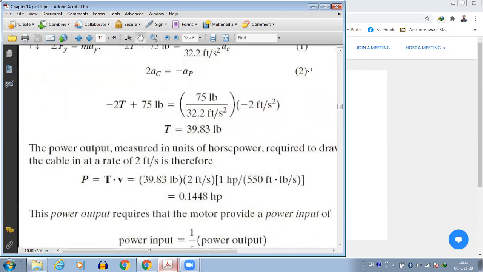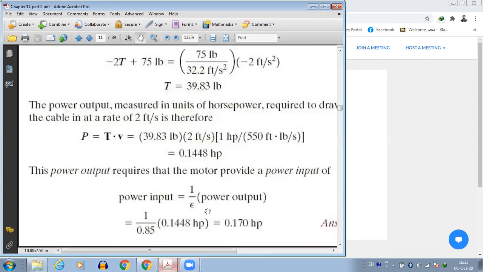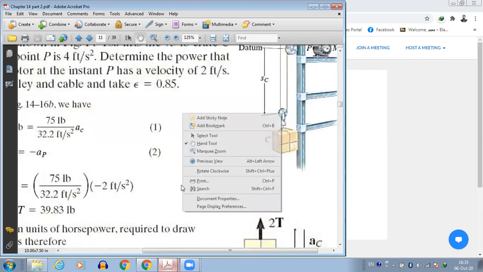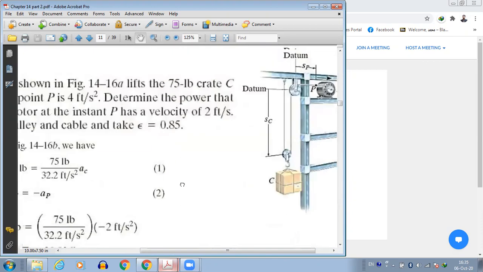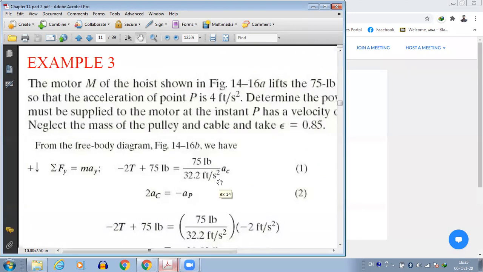They calculated the power and converted it into horsepower, but this is the power output. Then put it into the formula for the efficiency to get the power input. Exactly the same problem as we did just last time. So anybody want to ask anything?